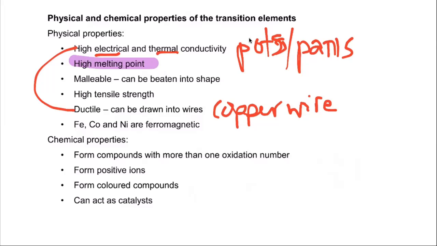Malleability, so they can be beaten into shape. So you can flatten them out into thin sheets. Pretty much all of them have this. And malleable also means that's how we can make coins and jewelry out of them, because they can be shaped into different forms.